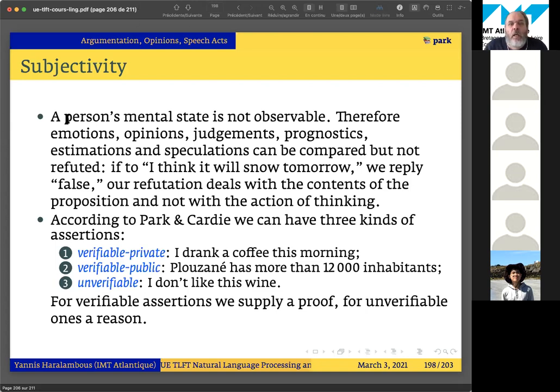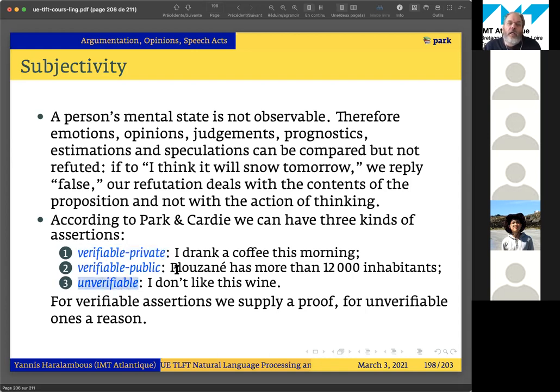It's a person's mental state, which is not transmitted directly, and the part of it that is used for communication. So if we want to formalize subjectivity, one way of doing so is saying that we have three kinds of assertions. We have those that are verifiable public, verifiable private, and unverifiable.